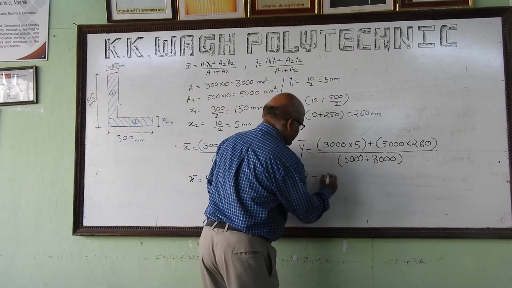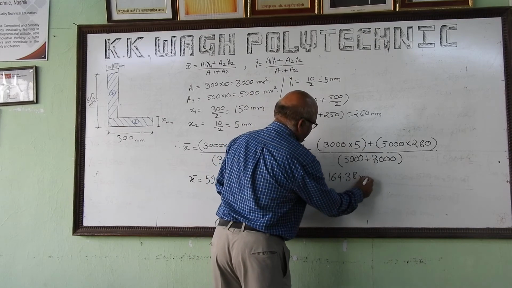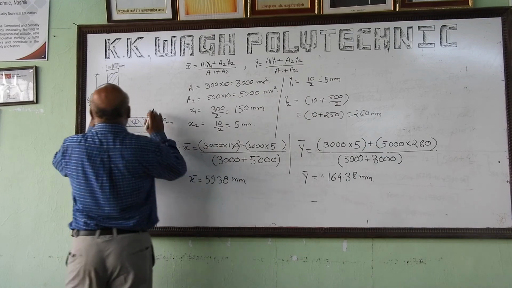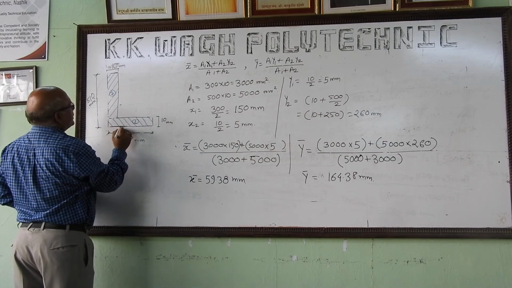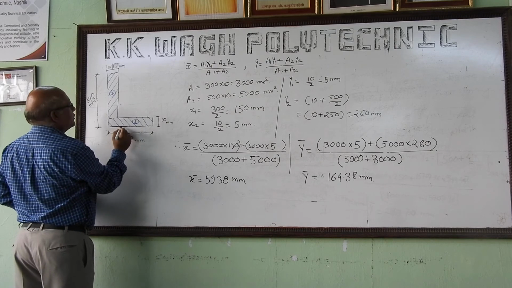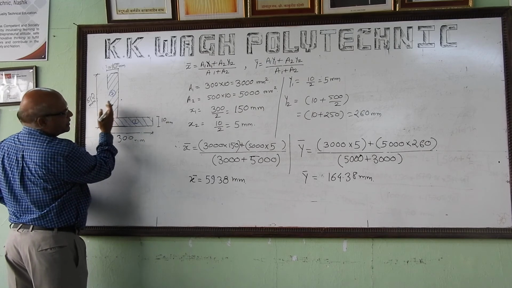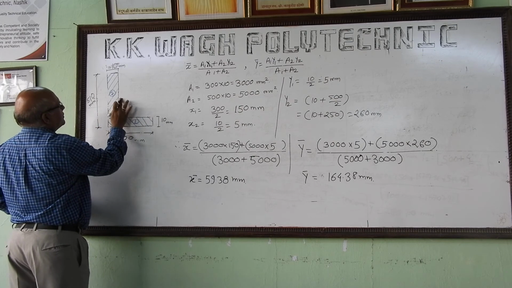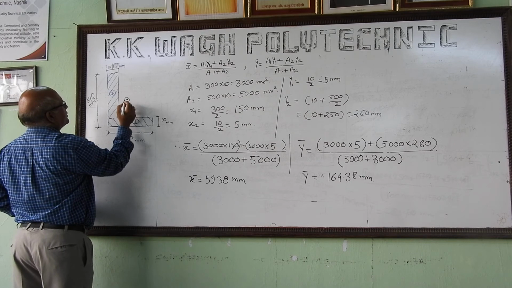164.38 millimeters. So from the bottom it comes out to be 164. So approximately somewhere here, and here 59 means somewhere here. So the centroid lies at this point.